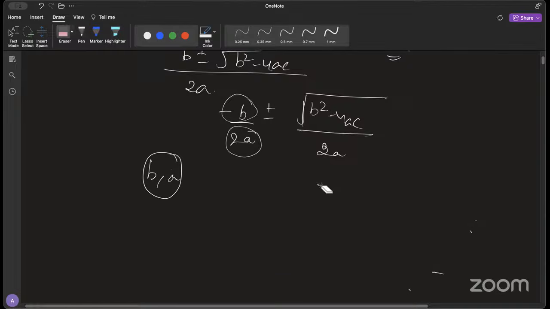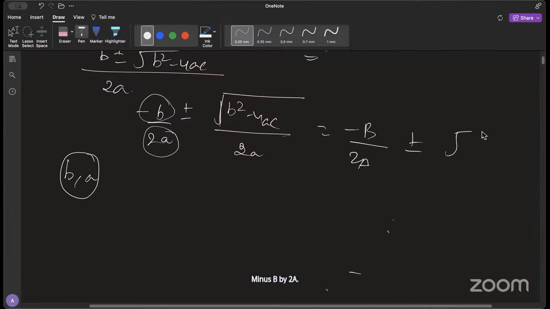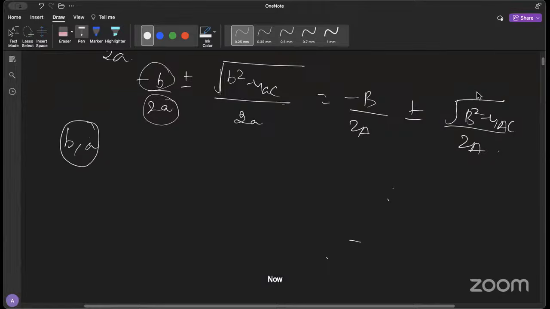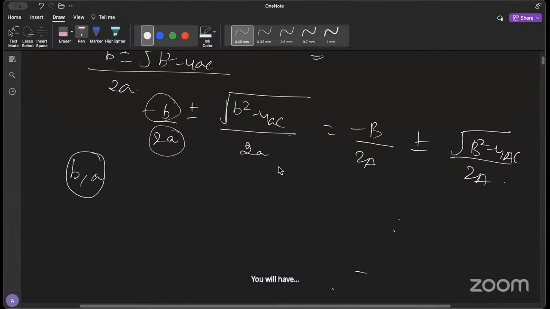Let's drop this, and let's take this here. Minus b by 2a plus minus square root of b square minus 4ac by 2a. Now, this says if your discriminant is the same, let's divide both sides by this discriminant. You will have minus b. You'll be left with the discriminant anyway.